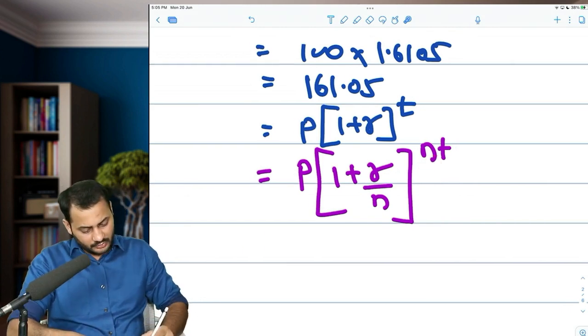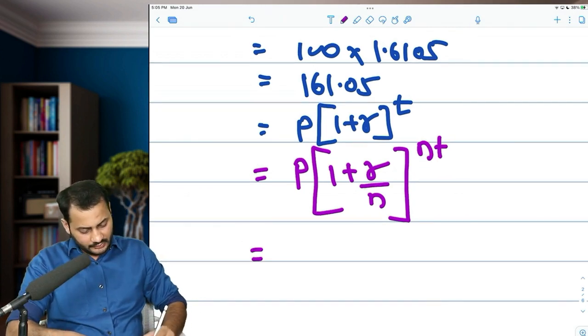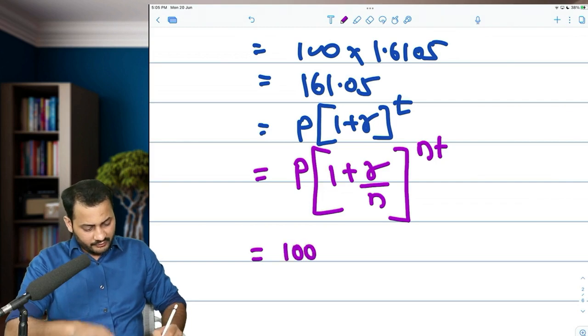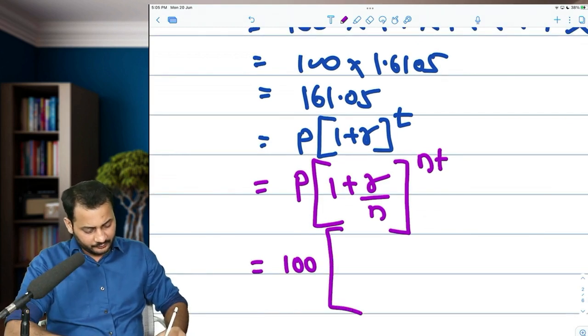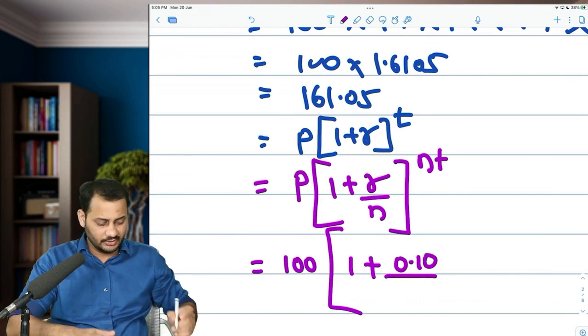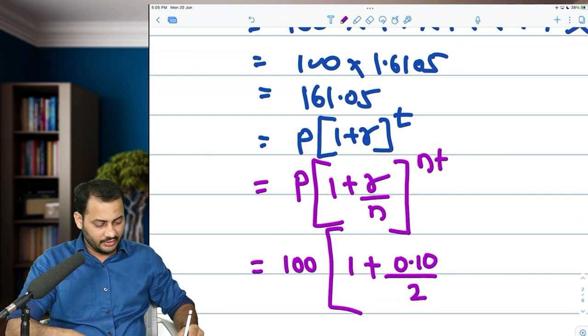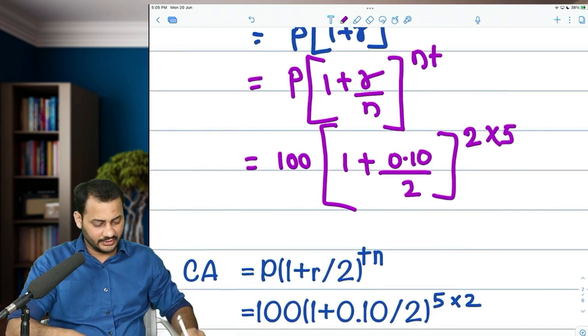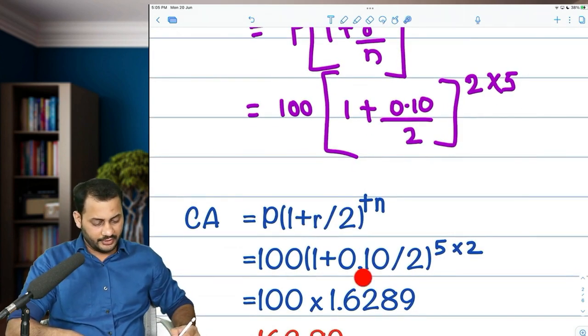Now have a look at what we are going to do. In semi-annual compounding, if we invest 100 rupees, 1 plus rate of interest is 10%. We are going to write it in decimal. Number of compounding in a year is 2. Again, number of compounding in a year is 2. And how many years are there? 5. So it is going to look like this. 0.10 divided by 2 to the power 5 into 2.